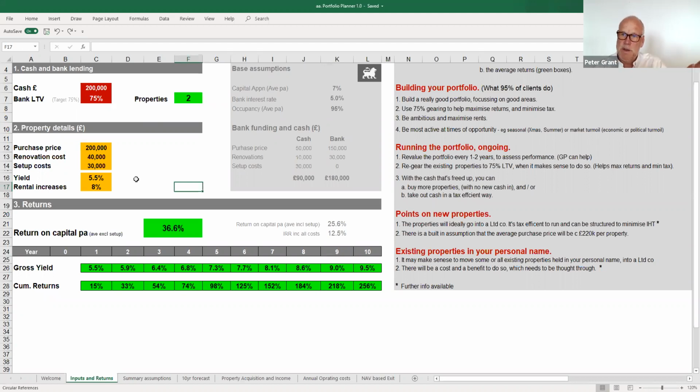And that also, by the way, just to summarize, is how we work out the returns for a typical property based on the average assumptions that we've got for all properties over the last 23 years.